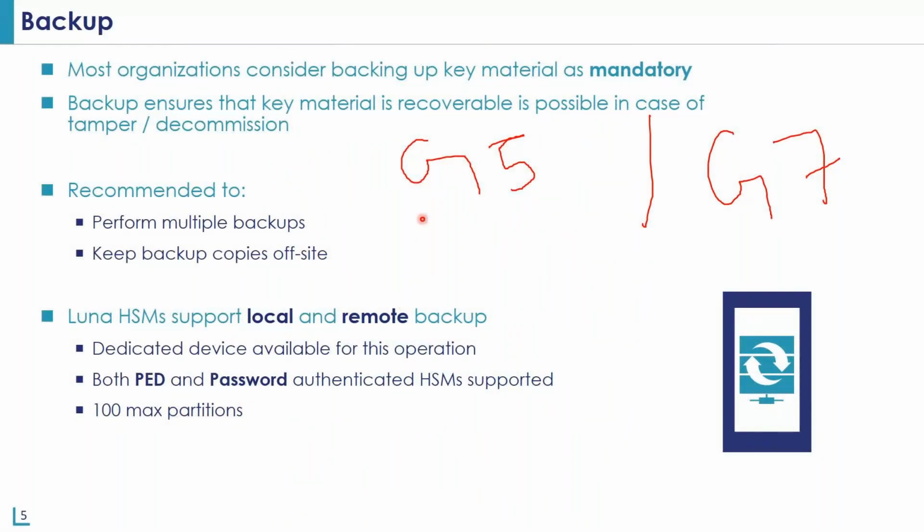So the only thing you require is this hardware, G5 or G7, and then you can perform the backup operation. If you connect the same hardware locally, this will become your local backup. And the same hardware, if you connect it remotely, this will become your remote backup HSM. So it's the same hardware, you don't have to order separately that this is my local, this is my remote. No, same hardware, it's only a matter of where you are connecting it.